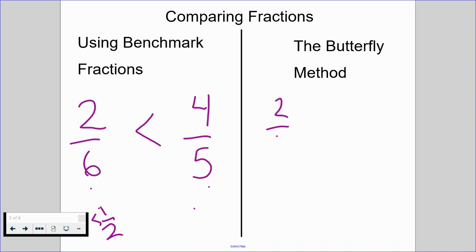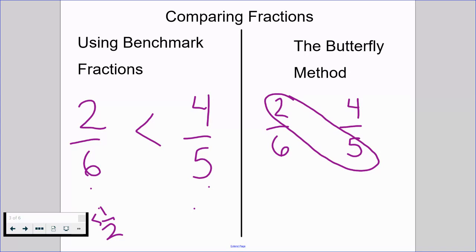You can also do the same thing using what we call the butterfly method. This is where you make your butterfly wings, multiply the numbers that you've circled, write their product on the top. Over here, I got 24 at the top, which makes 4/5 the larger fraction.